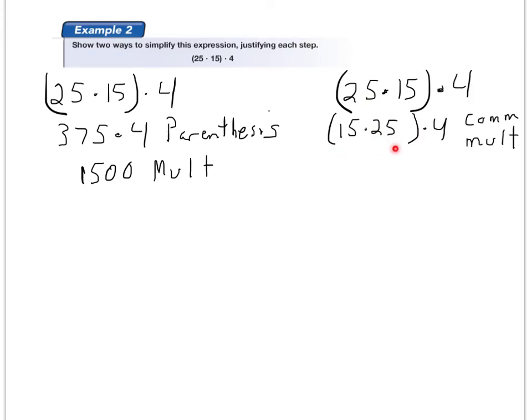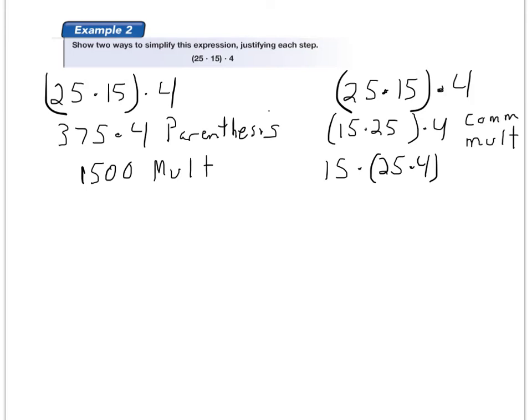Alright? But I still have this problem of parentheses here. Well, there's also a property that says I can group things together for multiplication in whatever order I want to, which means if I do 15 times 25 first and then multiply it by 4, that's the same as if I did 25 times 4 first and then multiplied it by 15. So what I'm going to do is this. I'm going to move these parentheses around the 25 times 4.